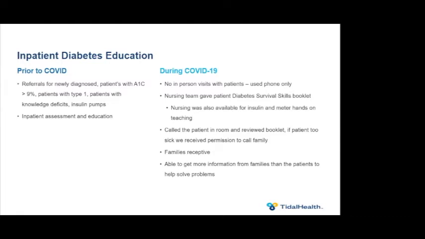We then, after we got nursing involved, we would call the patient in the room and we reviewed the booklet. We found out what they knew and what they didn't know, and then we would review those survival skills. Blood glucose target goals, 80 to 130, all of the ranges and when to check and what to look for, how to treat a low, how to treat a high.